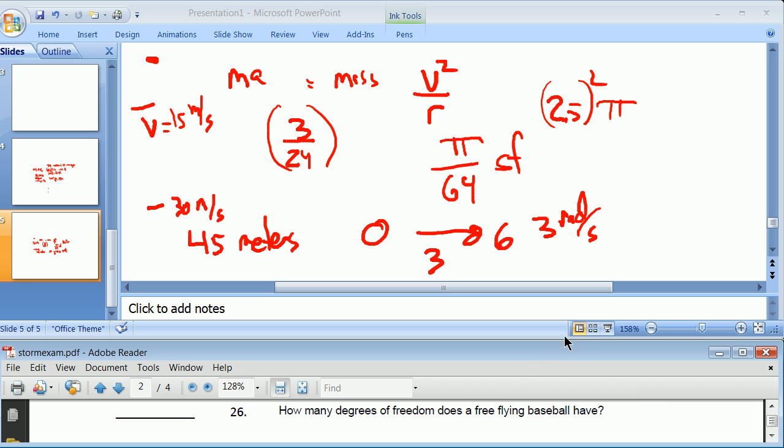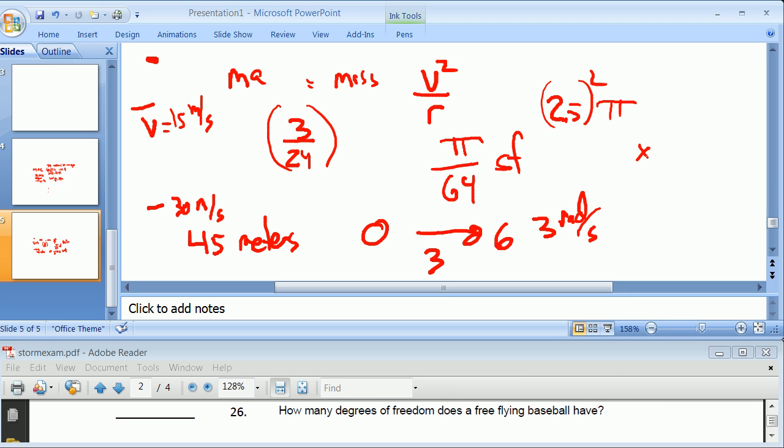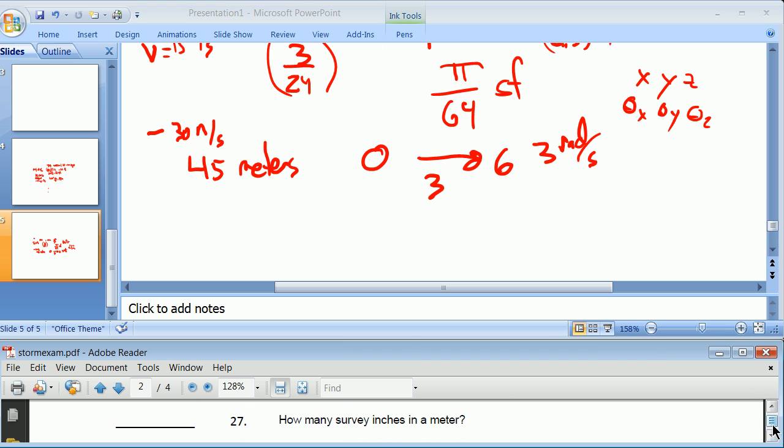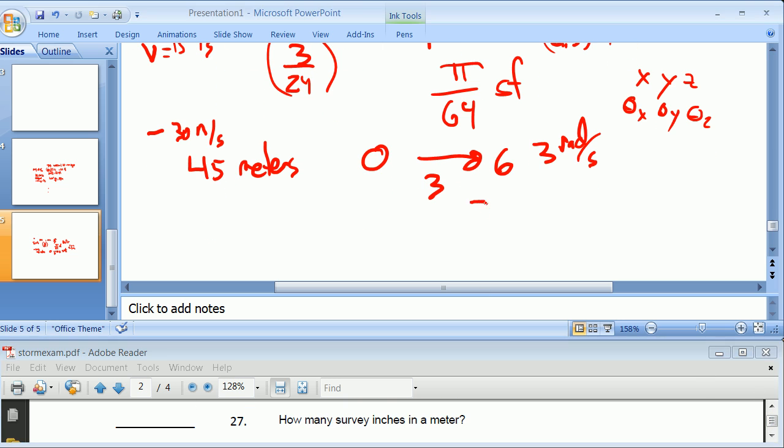How many degrees of freedom does a baseball have? It has X, Y, Z, rotation about the X, rotation about the Y, rotation about the Z. So 6. How many survey inches in a meter? 39.37.